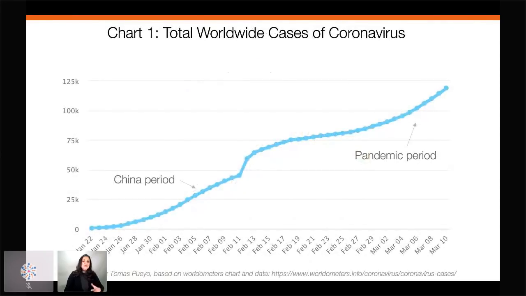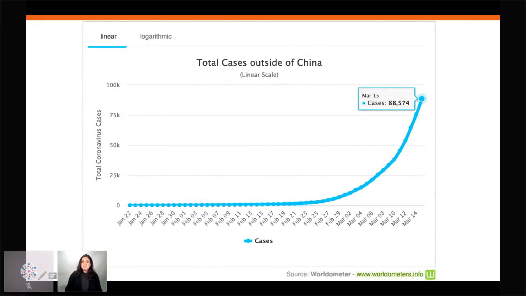And you can see that when you summarize these trends across the world, this early period here from January 22nd to about February 11th, they call the China period. And you can see that it has a bit of an exponential curve right there. And then it begins to spread across the world. And then suddenly in early March, it turns into a pandemic.